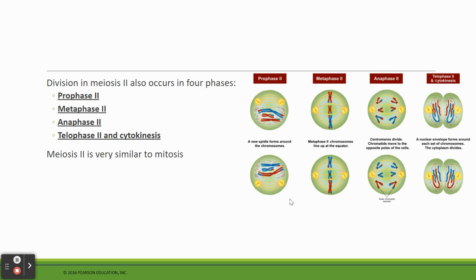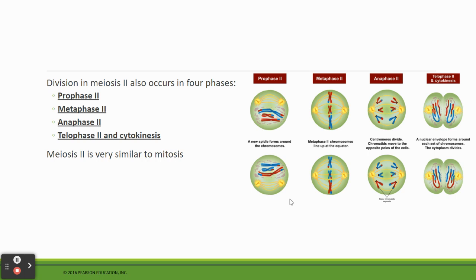So the division of meiosis 2 also happens in 4 phases. We're going to have prophase 2, metaphase 2, anaphase 2, and telophase 2, and also cytokinesis. Meiosis 2 is, again, very similar to mitosis. Remember, we still have sister chromatids stuck together at this point, so we're going to separate those sister chromatids now in this round of phases.